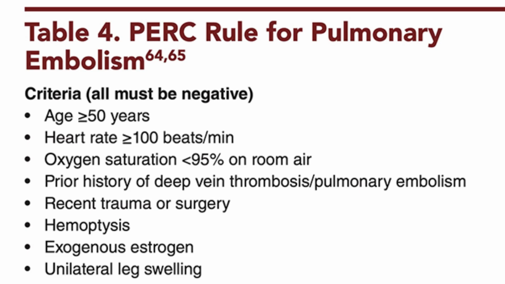It uses 8 very specific criteria to evaluate a patient's risk. These criteria include things like age, heart rate, oxygen saturation, and whether they have any history of DVT or PE, recent trauma or surgery, or if they're taking estrogen-containing medication. So it's looking at a combination of demographics, vital signs, and risk factors to paint a picture of the patient's overall risk. What happens if a patient meets all 8 PERC criteria?